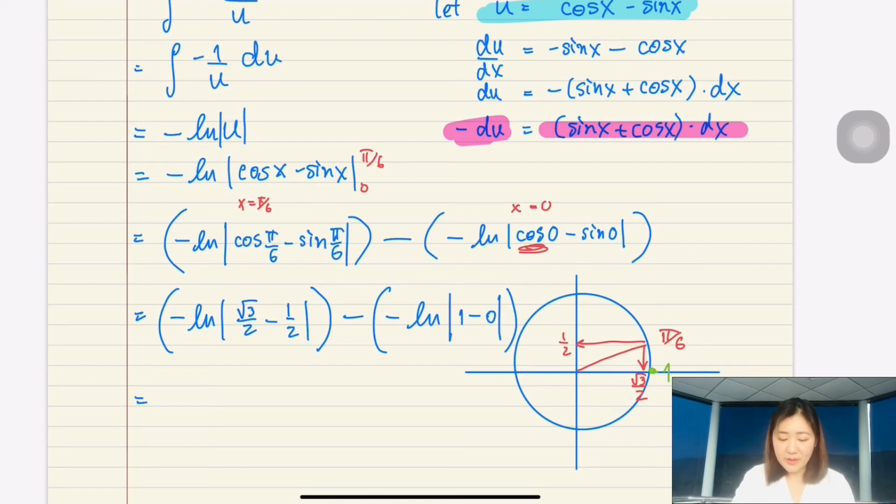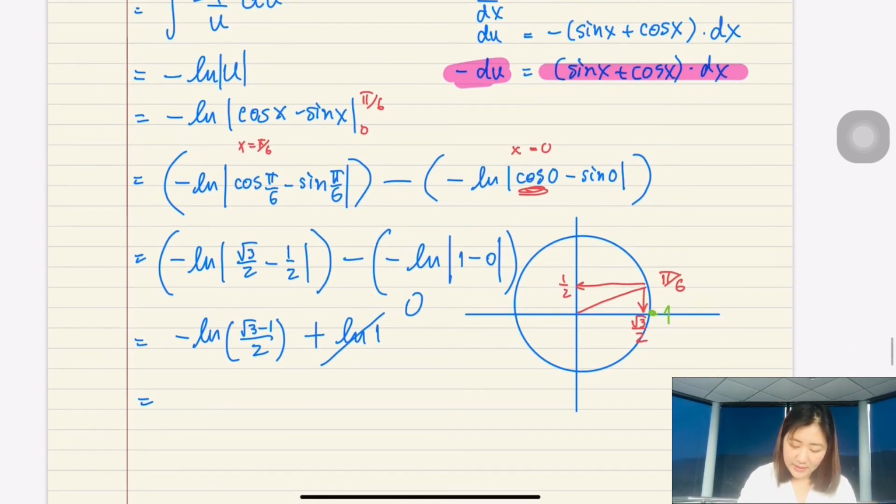Simplify. This one, what is it? Is it inside the absolute positive or negative? You have to be sure, because if it's negative, when you remove the absolute, you have to make it positive, right? But root 3 is obviously greater than 1, so root 3 minus 1 is positive, so you just get rid of the absolute right away. So it's minus ln of (root 3 minus 1) over 2, okay, and then minus here is plus, so we have plus ln of absolute 1, which is ln 1, which is 0, okay.